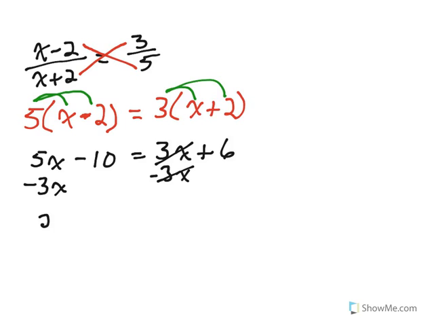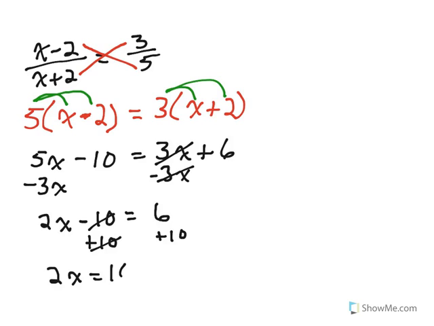5x minus 3x is 2x. We still have our minus 10 equals 6. Now we want to add 10 to both sides of the equal sign to get our variable term alone, and that gives us 2x equals 16. Finally, divide both sides of the equal sign by 2, and that gives us x equals 8.